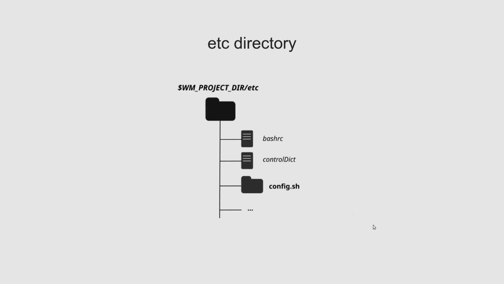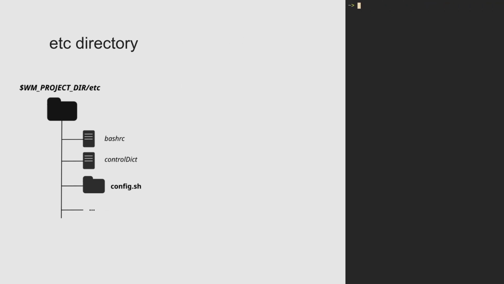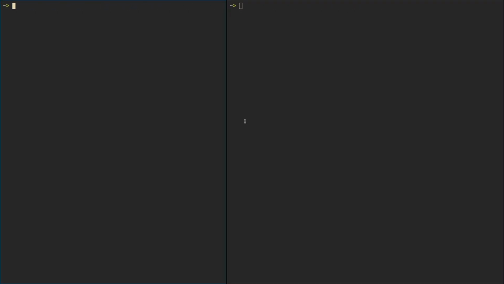Okay, now we move to the etc directory. In this directory, you find the configuration files and settings. It handles environment variables, paths, and preferences that determine how OpenFOAM behaves on your machine. We go to this directory and see some of these configurations.